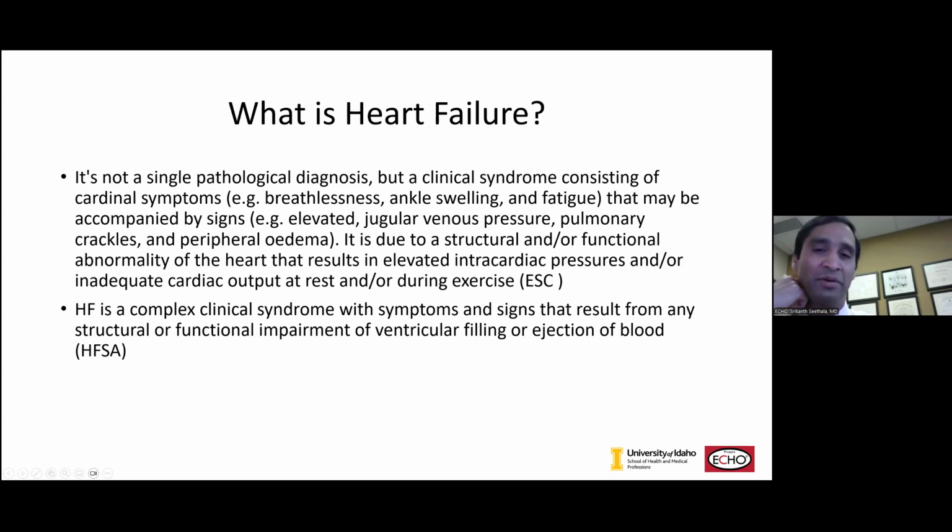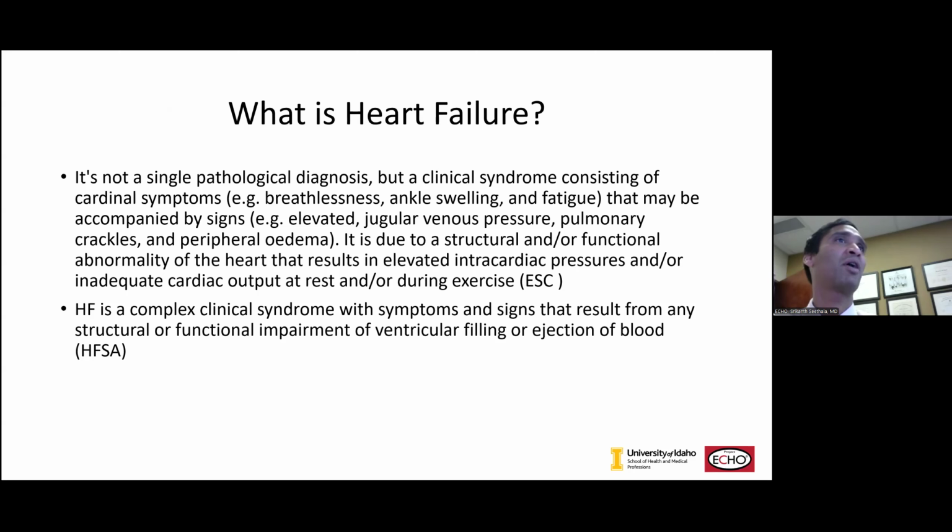So, what is heart failure? Is it a low EF that makes the heart failure, or is it a patient having the symptoms? It's not a single pathological diagnosis. It is a clinical syndrome consisting of signs and symptoms of heart failure. What are the symptoms? Shortness of breath, ankle swelling, and fatigue are the classic symptoms. And signs are elevated JVP, pulmonary crackles, and peripheral edema.